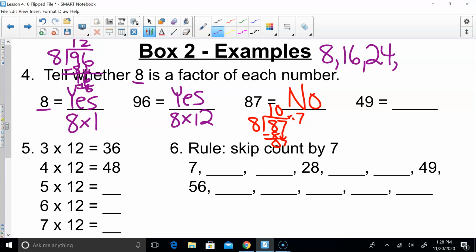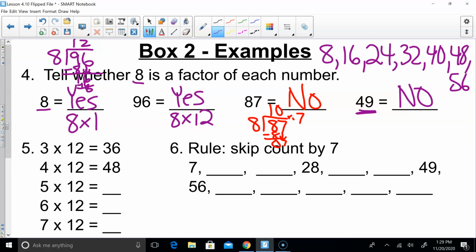Or we could have kept going with our skip counting for this 49. This is another way to show you different ways that you could find if they are factors of the numbers. So we get 8, 16, 24. 8 times 4 is 32. 8 times 5 is 40. 8 times 6 is 48. 8 times 7 is 56. I can stop there because 49 is not in there, so the answer would be no. 8 is not a factor of 49, or 49 is not a multiple of 8. So that's one way you go with this one.